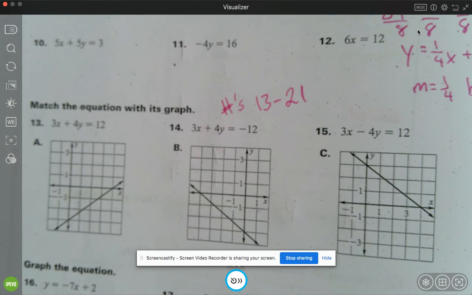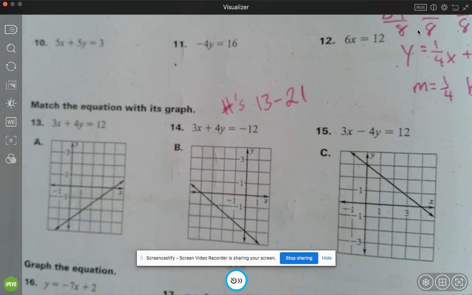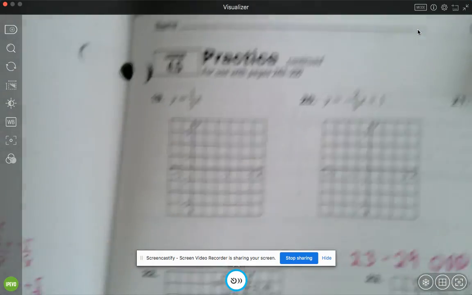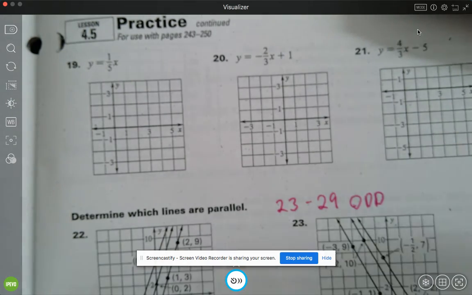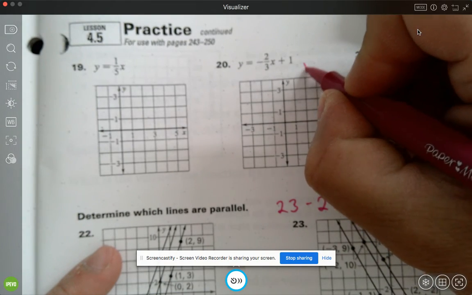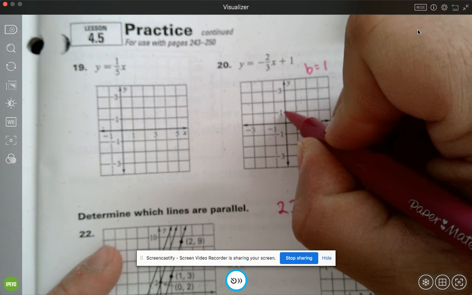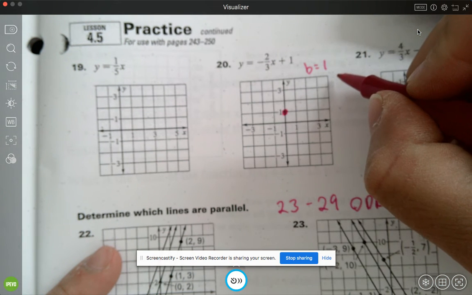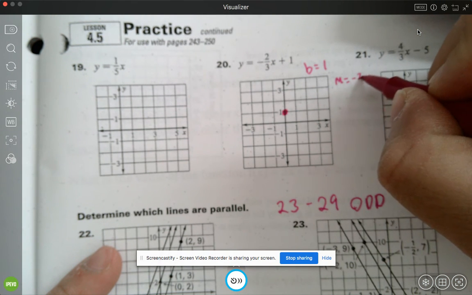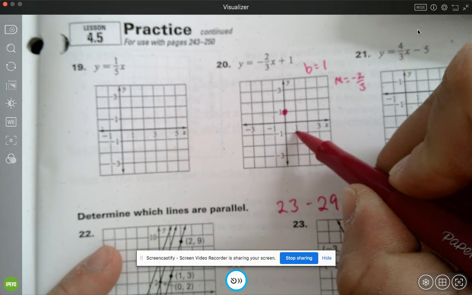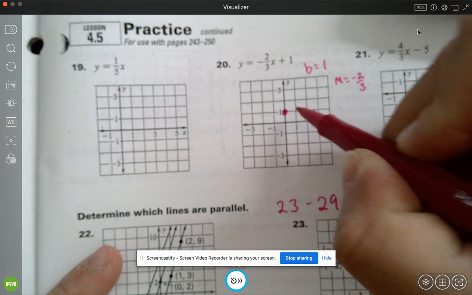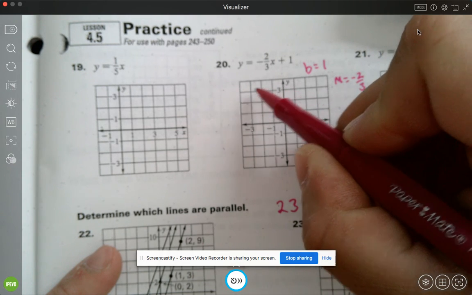The other ones they gave you to graph are all in slope-intercept form, which is easy. So I'll do number 20 for you. You start at the y-intercept, so b is 1. So I start here. And then the slope is -2/3. So that's going to tell me to go down 2 over 3. Down 2, right 3, or up 2, left 3.